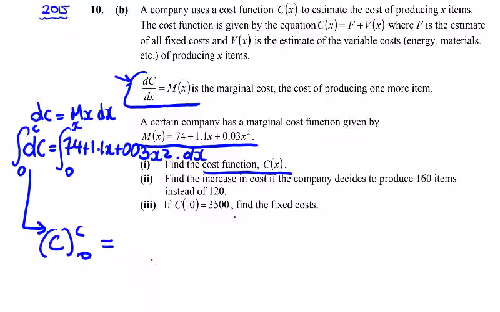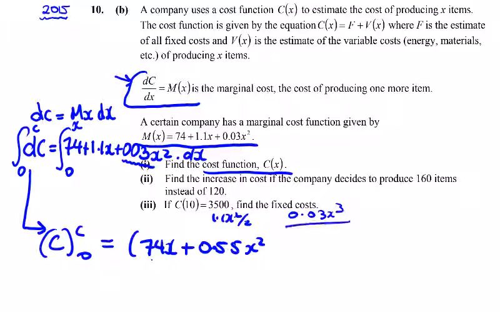So integrating 74, we're going to get 74x plus 1.1x squared over 2. I think I'll just write that as 0.55x squared. And then 0.03x squared will be 0.03x cubed over 3, so just simplify that to be plus 0.01x cubed. And that will give us our x and our c. We can put the bounds in probably and just see that. If you want to write an extra line, that's our x and our c.